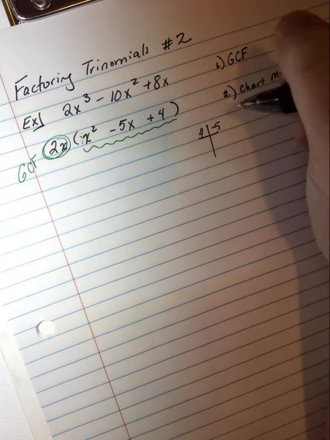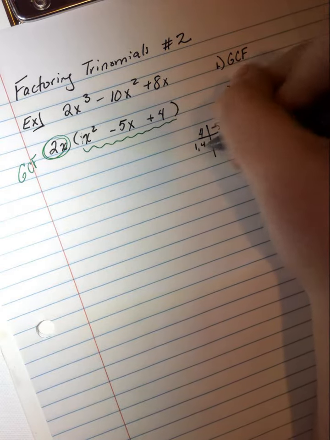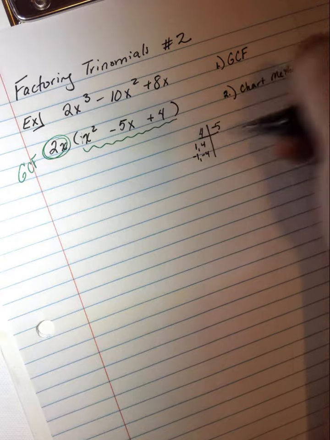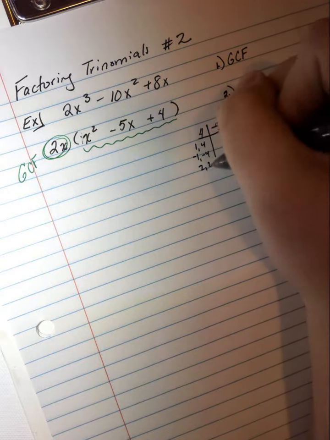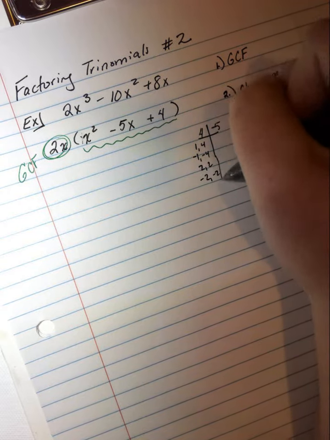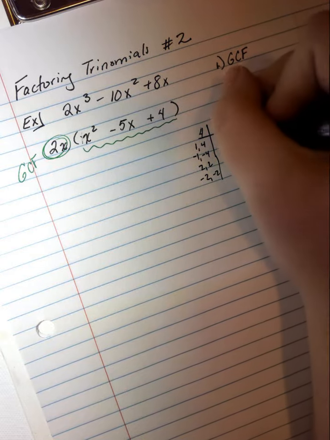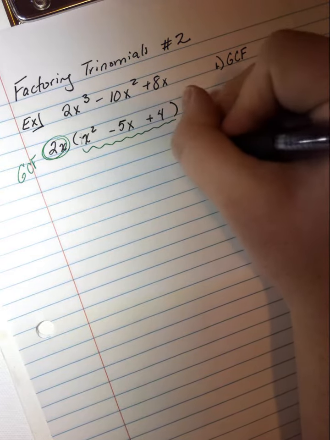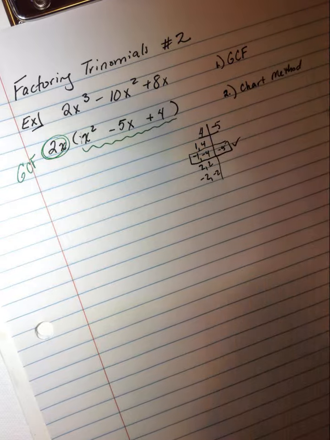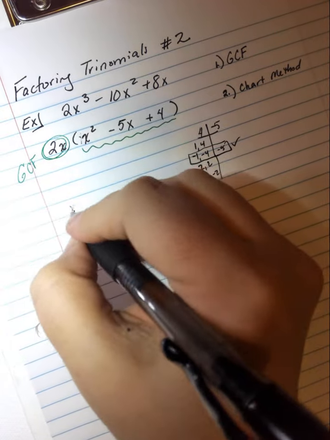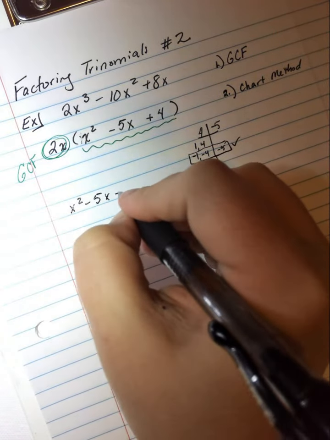This shouldn't take us long because the factors of 4 are 1 and 4, or negative 1, negative 4, or 2 and 2, negative 2, negative 2. Look at your set. Only one of these pairs gives us a negative 5. That happens to be right here. So this is my winner. Remember, I'm going to use this with the trinomial. So I've got x squared minus 5x plus 4.